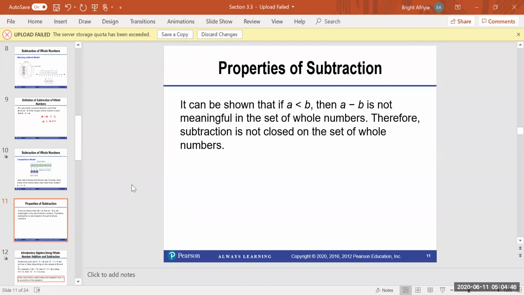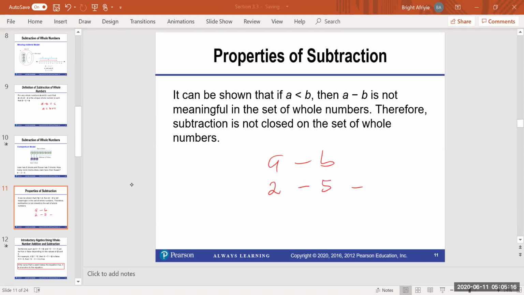Now, properties of subtraction. It can be shown that if a is less than b, then a minus b is not meaningful in the set of whole numbers. Therefore subtraction is not closed under the set of whole numbers. Like I described to you, when we say something is closed, a minus b depends on the value of the numbers. So if my a is 2 and my b is 5, what is my result here? My result right here is minus 3.